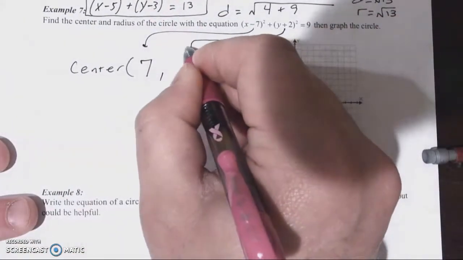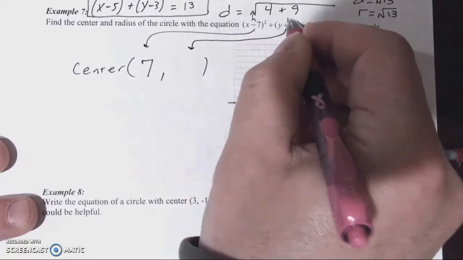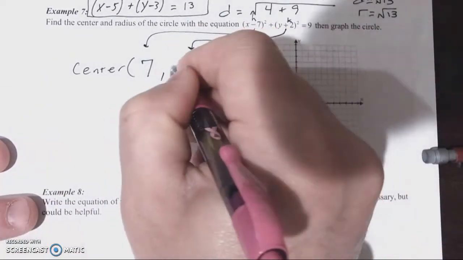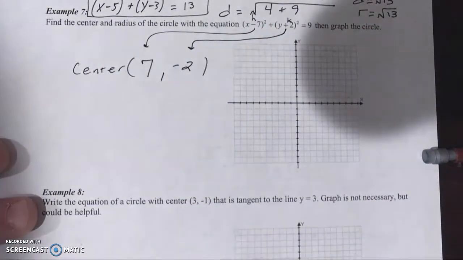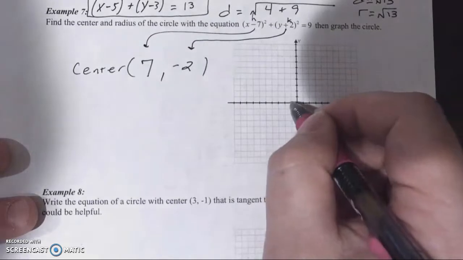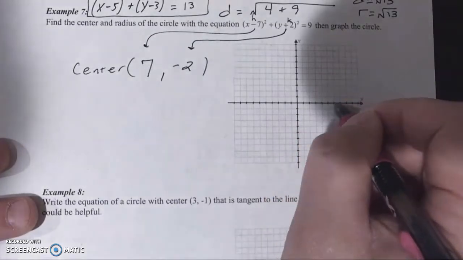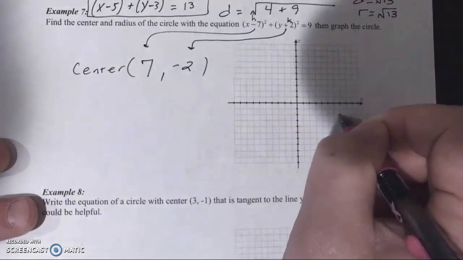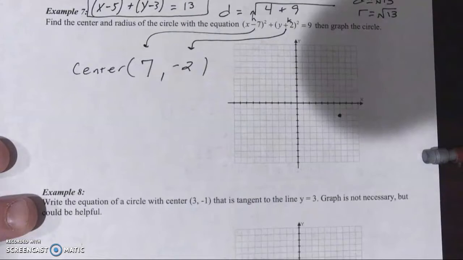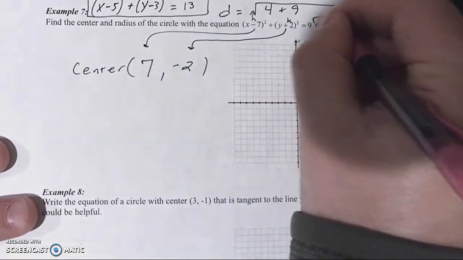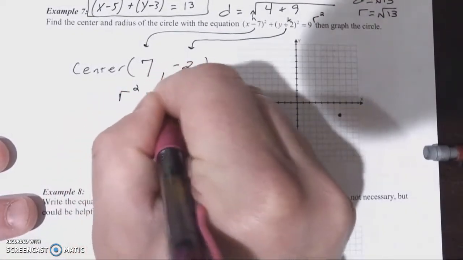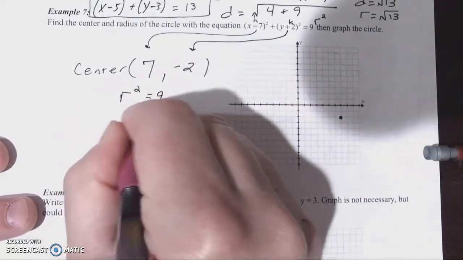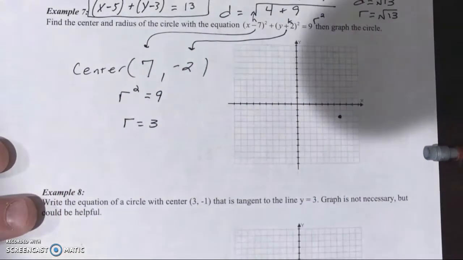Alright, this is our k, or our y coordinate of our center, opposite the sign, would give us a center of 7, negative 2. 1, 2, 3, 4, 5, 6, 7, negative 2. So there's the center of our circle. That's actually not a point on the circle. Okay. This 9 represents r squared. So if we take the square root of both, our radius has a length of 3.